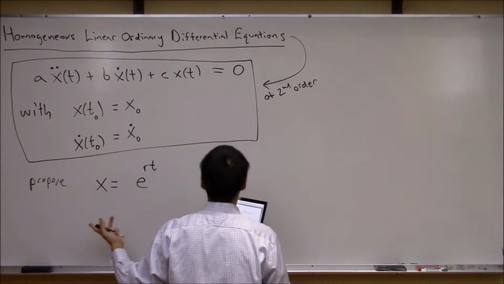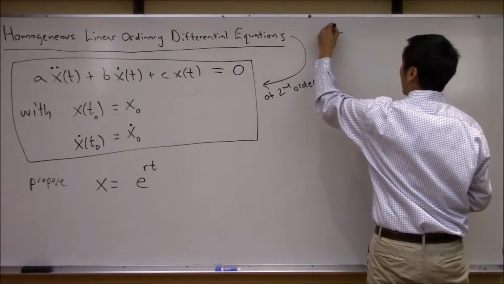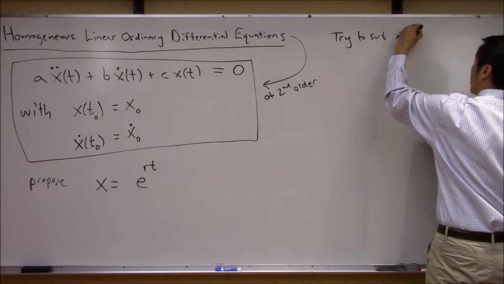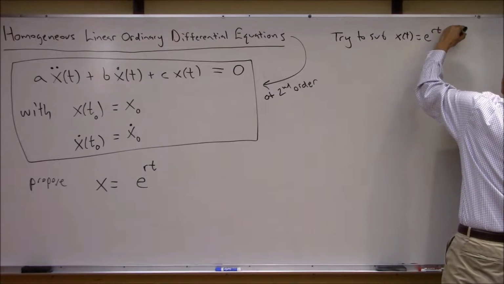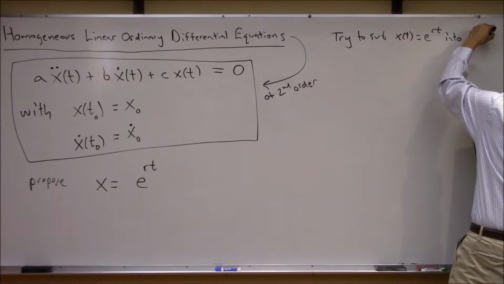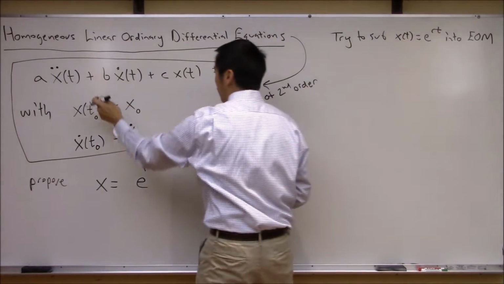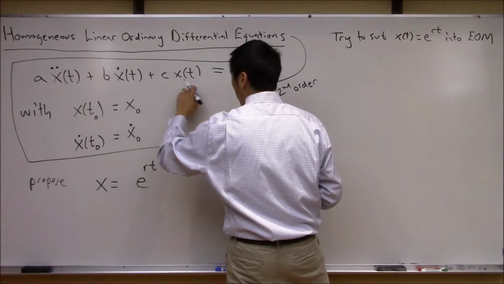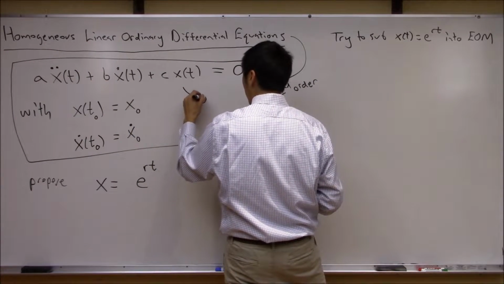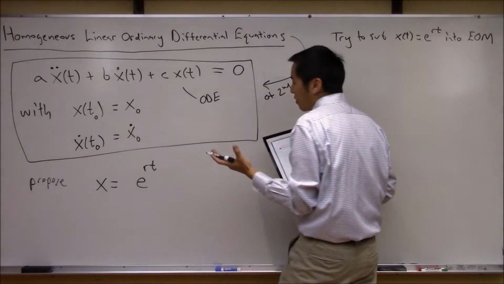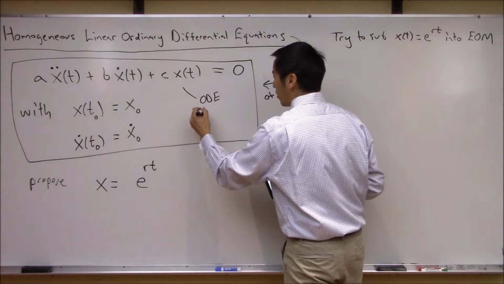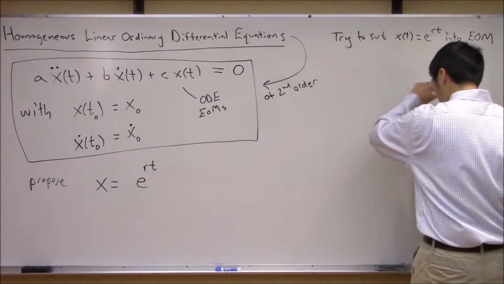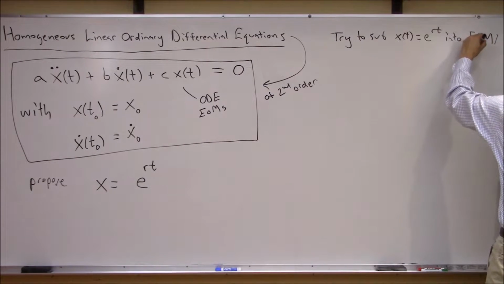So in order to do that, let's go ahead and check this, okay? Let's try to substitute x of t equals e to the rt into the equation of motion, or the ordinary differential equation, the ODE. Maybe that's a better way to refer to this, right? A lot of times you'll hear these referred to this way. This is the ODE in question. But this happens in the context of dynamic systems a lot, so you might hear this called the equations of motion, or the EOMs, whatever you want to call them. Let's stick it into the EOMs slash the ODE, right?